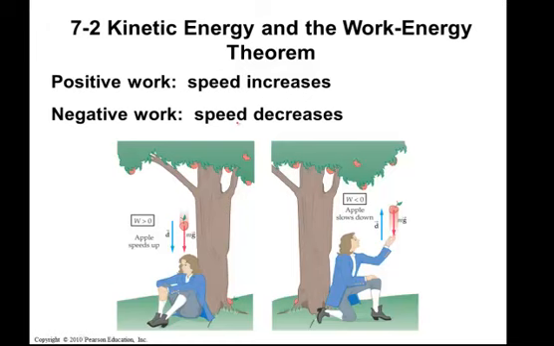Alright, a lot of times when we look at work being positive or negative, we look at whether the speed increases. If it's positive work, the speed increases, and if it's negative work, then the speed will decrease. And 7.18 on your assignment is going to be using this, where you're looking at whether the speed is increasing or decreasing.